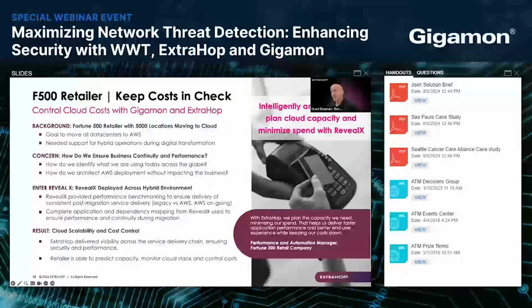In this case, we worked with a Fortune 500 retail company that has a global network of brands. They have 5,000 locations across 12 countries, and they had an ambitious journey to migrate everything to AWS for greater scalability and performance. So what we traditionally do is help them identify visibility across their entire service delivery chain. So let's take a look at what you're doing today and what you want to do when we migrate to the cloud.